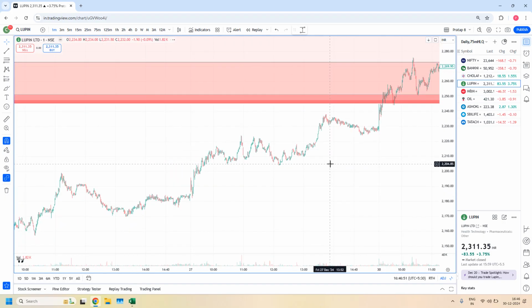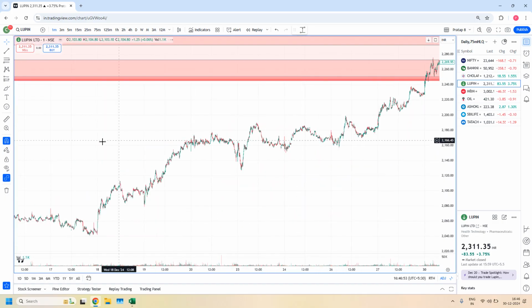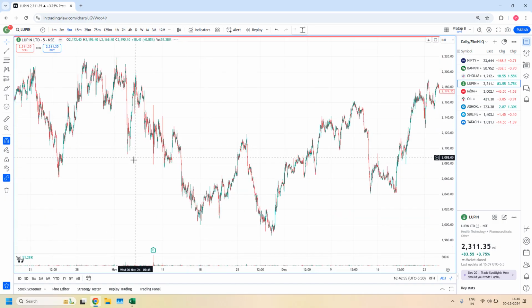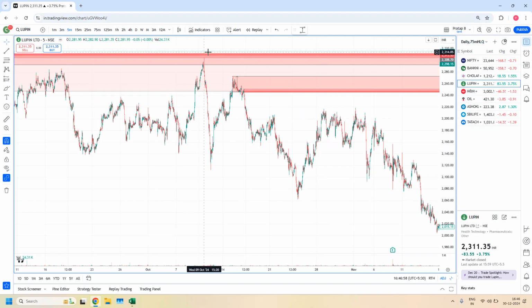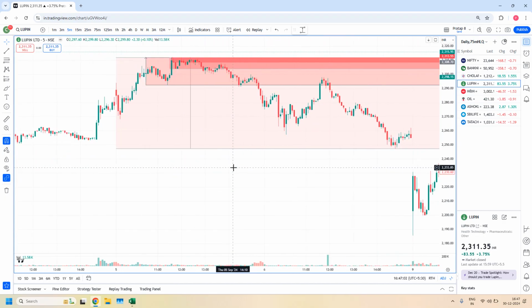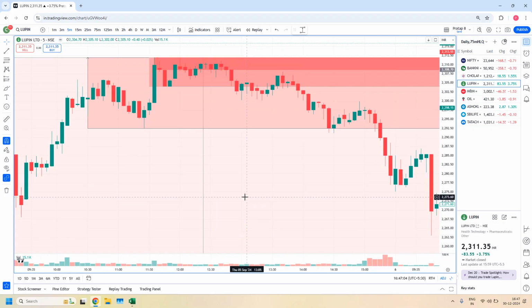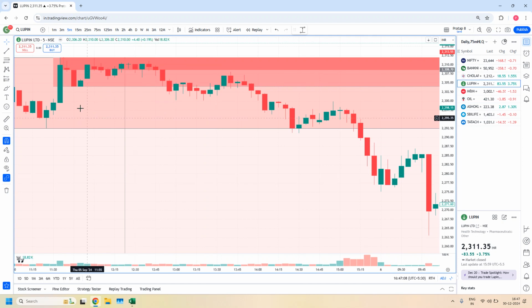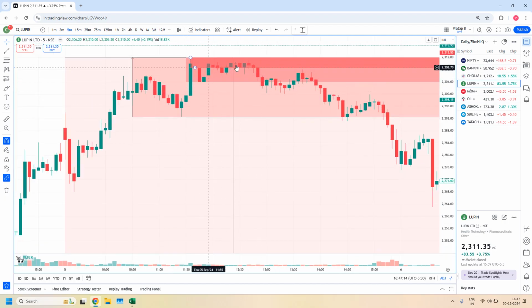But anyway, this is the one violated, and we have one more 5-minute zone, right? The one above, that is also violated. But this is already a tested zone. Rally base drop. See, prices went and again came down, again went and came down. Is it a consolidation or is it a high liquidity zone? If it is a consolidation, next time it will be violated.